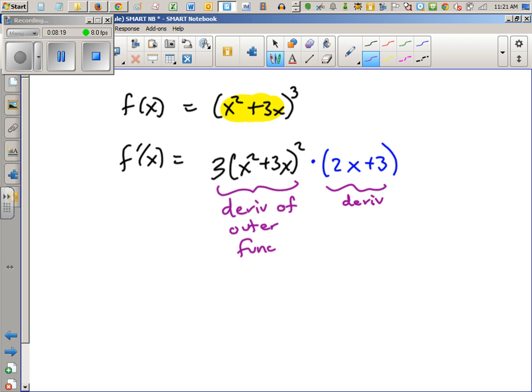And how are they connected? What's between them? What math symbol is between them? Very important. Multiplication. Okay? So don't add it on. Multiply it on.